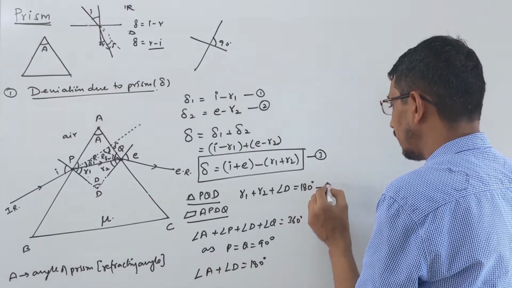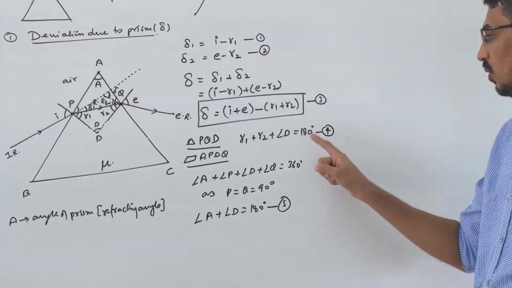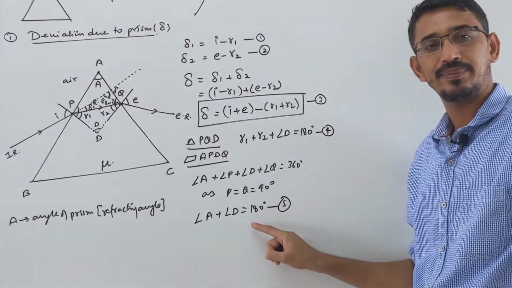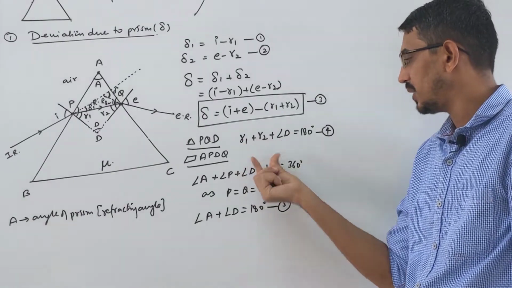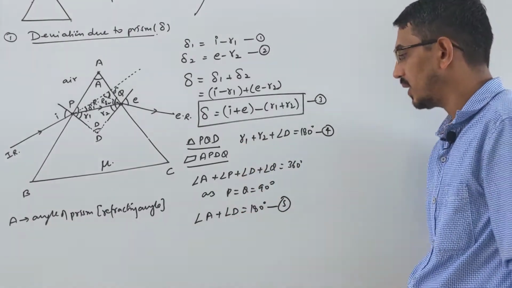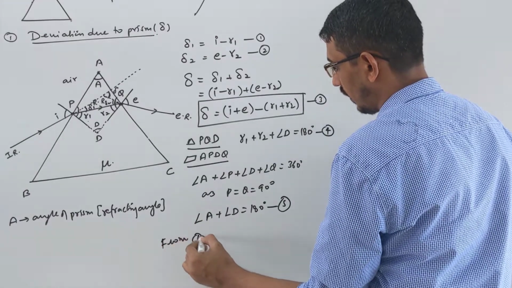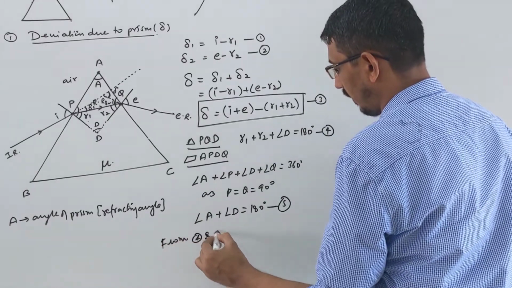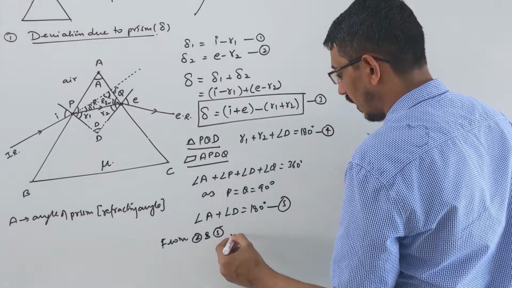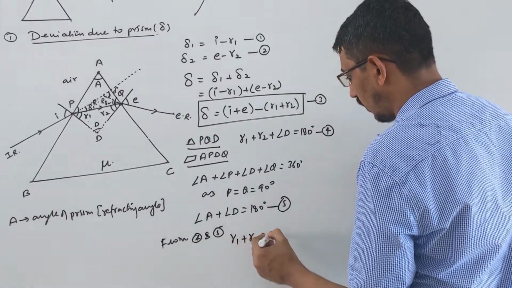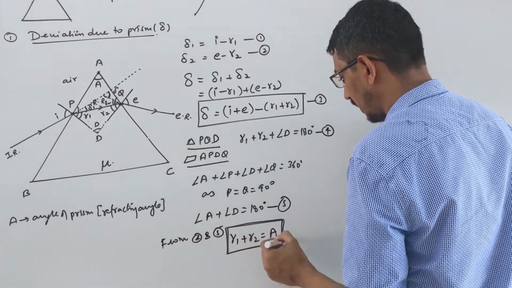Look at this equation 4 and look at this equation number 5. Both are 180, 180, so you can equate them. This equation is equal to that equation, right? Means R1 plus R2 plus D is equal to that one. D gets cancelled. So from 4 and 5, what you got? You got this very important relation that R1 plus R2 is equal to the angle of the prism. Very important, you should remember this.